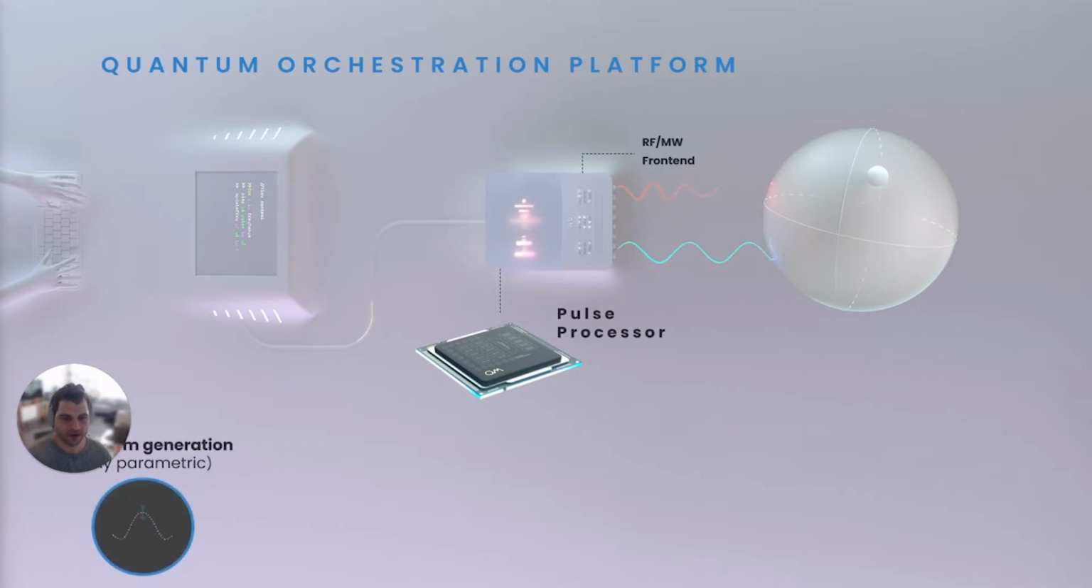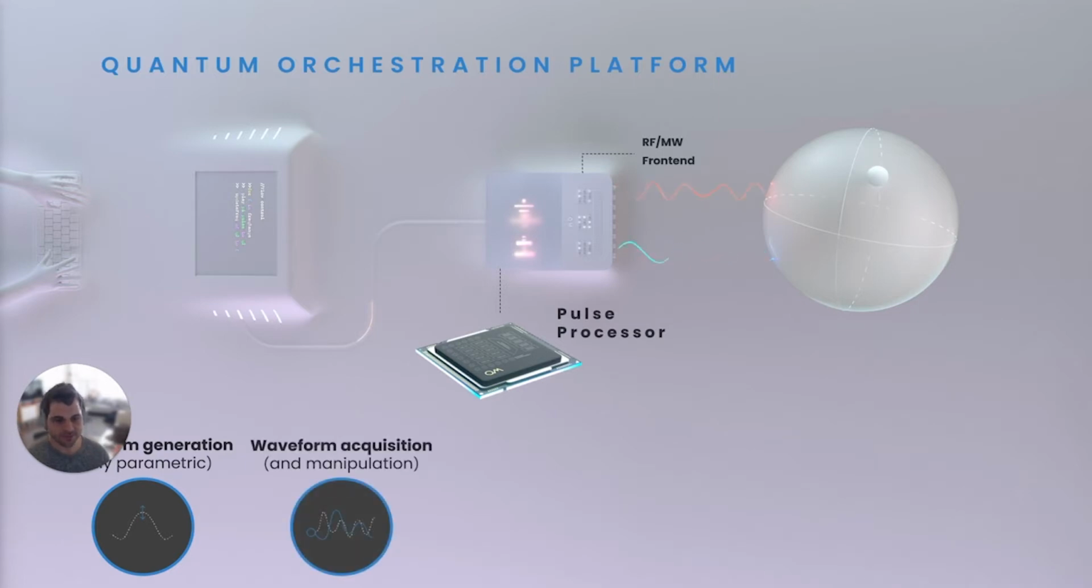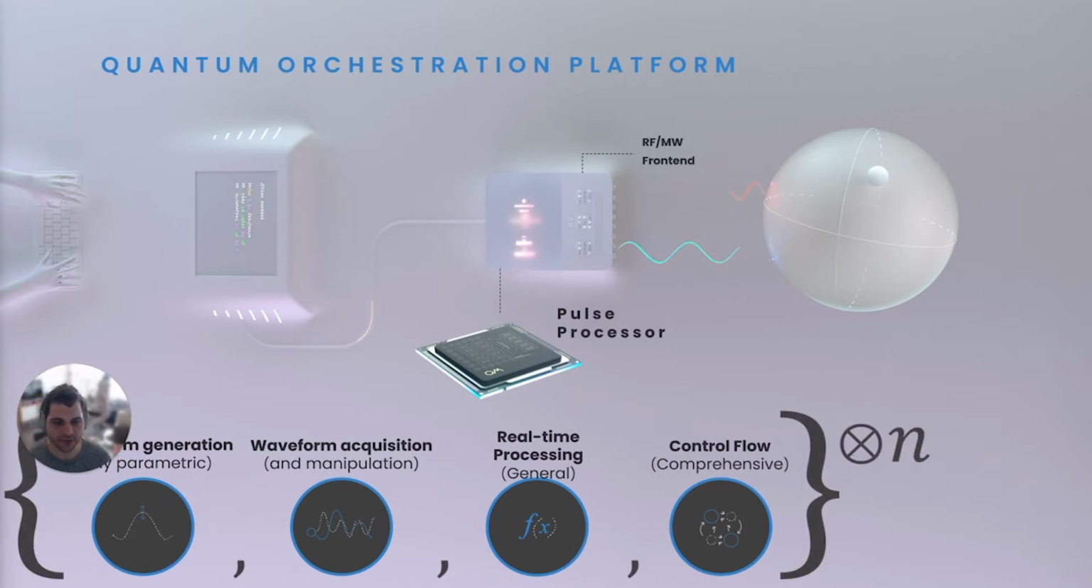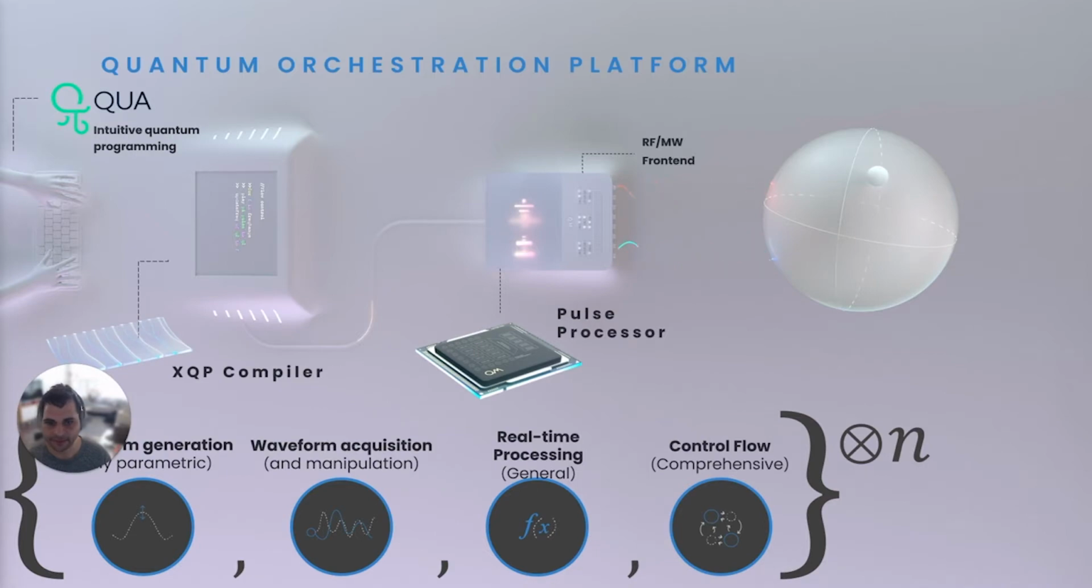It enables generating RF and microwave pulses in a fully parametric way, meaning pulses are synthesized on the fly. It can acquire and manipulate input pulses and perform arbitrary classical computation in real time. There's a rich mathematical library, including everything from arithmetic through trigonometry and other mathematical functions, and even neural network activation functions. And complex control flow for things like conditionals, for loops, while loops, switch statements, and more. All these are built to scale over many qubits. Everything is controlled from our programming language, QUA, which is compiled for the pulse processor by our compiler.